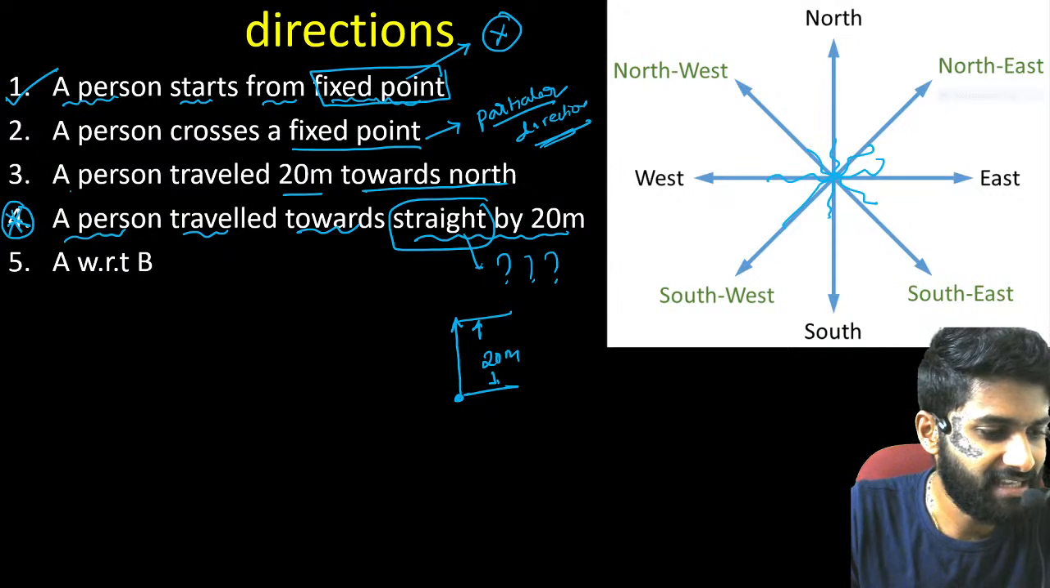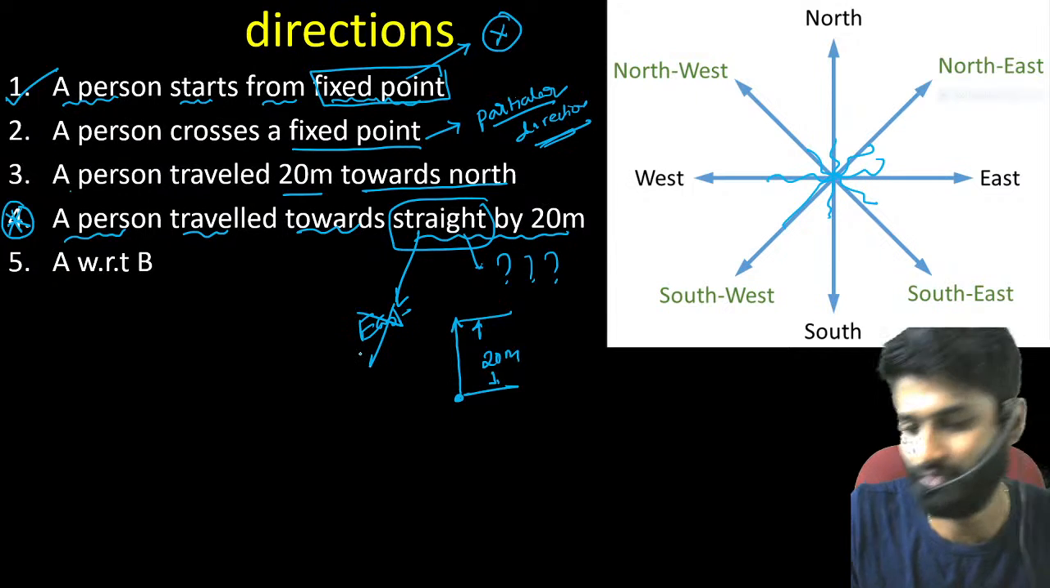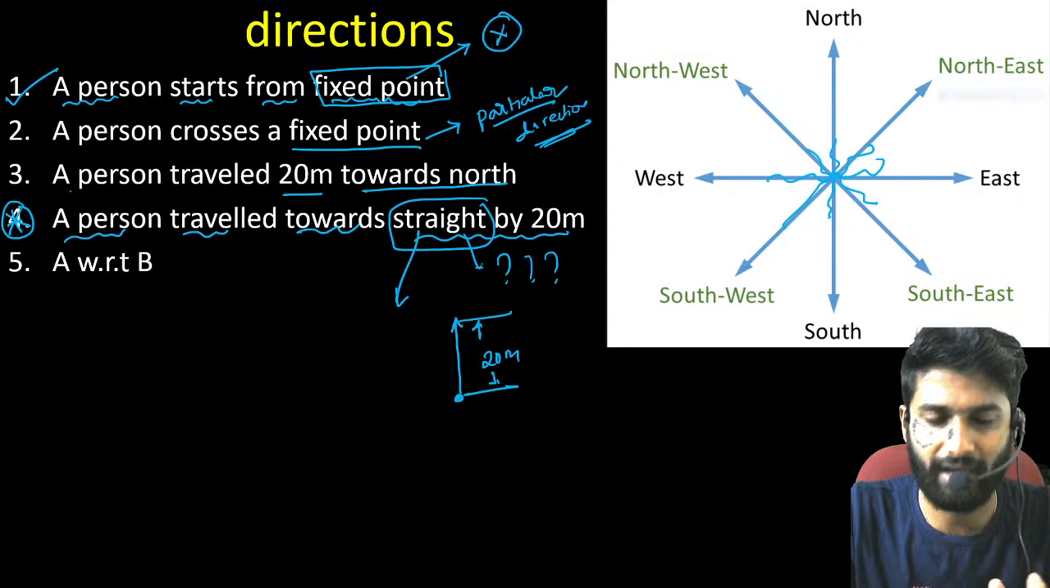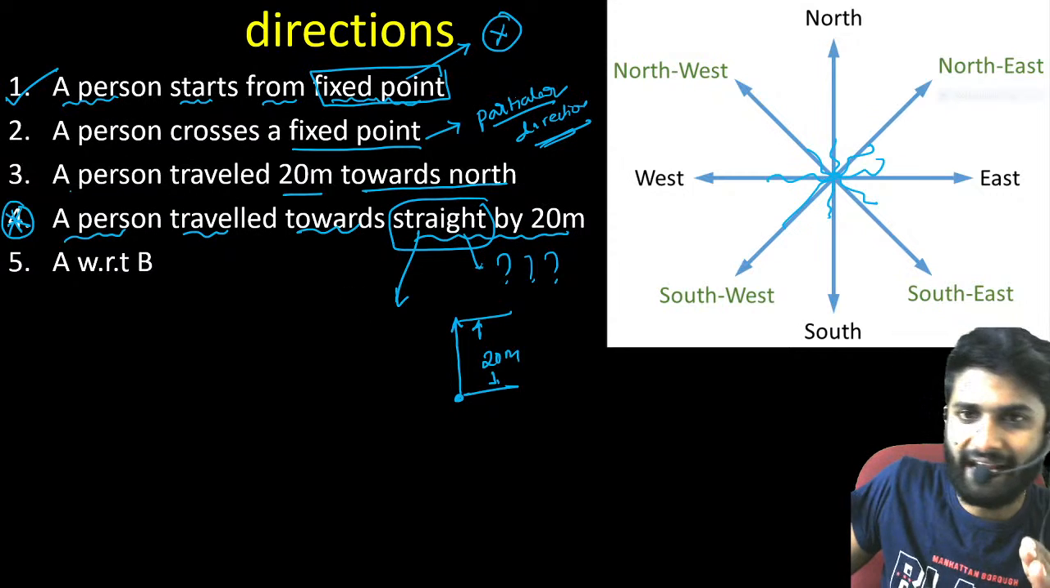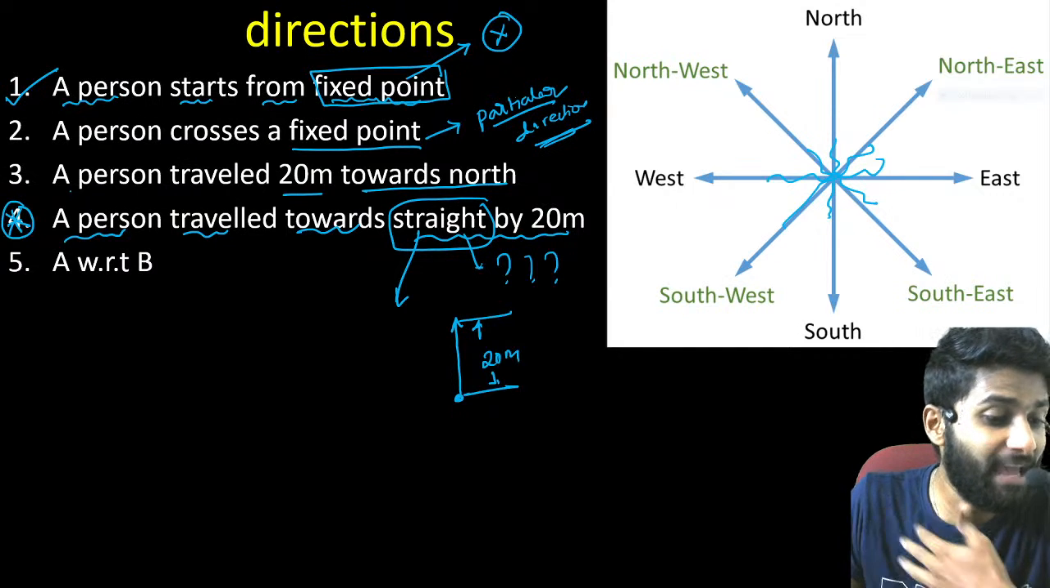Most of the students consider a person moving towards the straight to mean the east direction. That is completely wrong. Why? Because, see the important part: if you look at the direction, the right side is always indicated as the perpendicular. The right side is always indicated as the perpendicular.